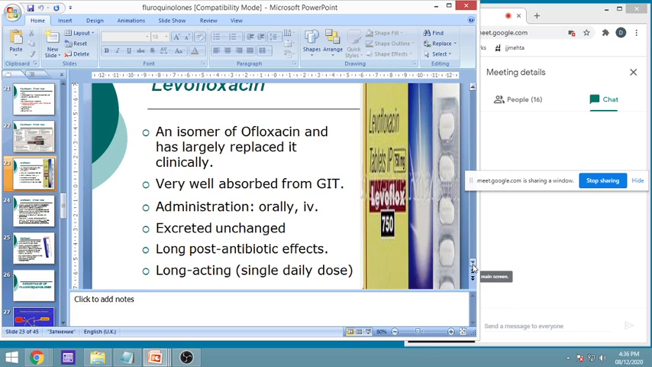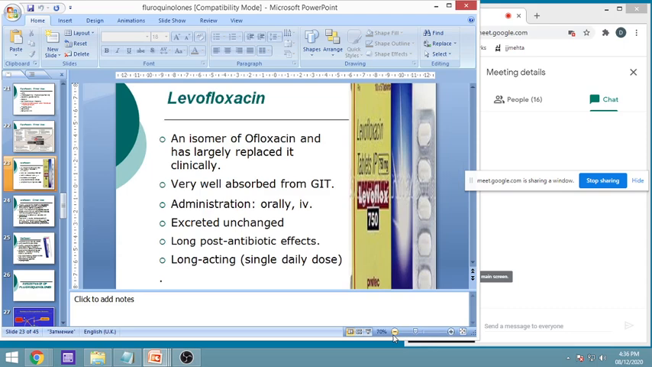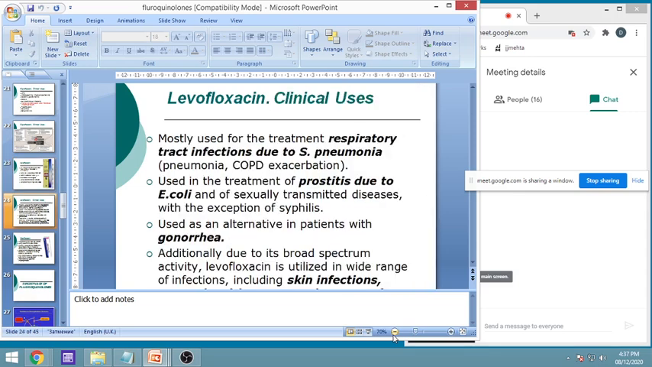Then next is levofloxacin. It is an isomer of ofloxacin and has largely replaced it clinically. Very well absorbed from the GIT. Administration is either orally or by intravenous route. It is excreted unchanged. It has a long post-antibiotic effect, long acting, so a once-a-day dose is sufficient. It is mostly used for treatment of respiratory tract infection due to Streptococcus pneumoniae, in pneumonia or COPD exacerbations.